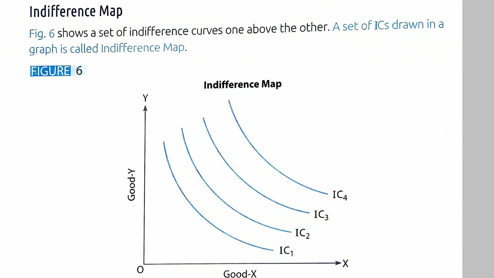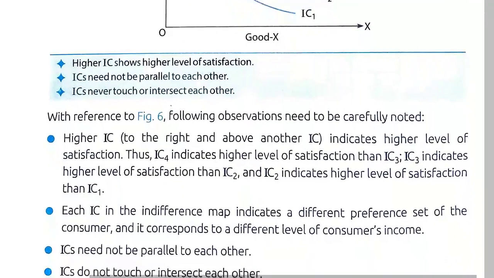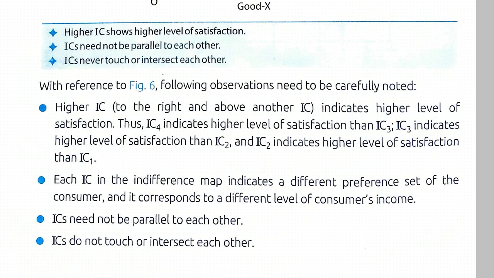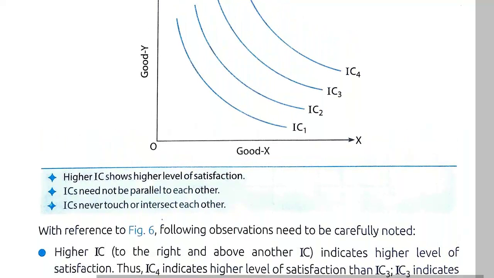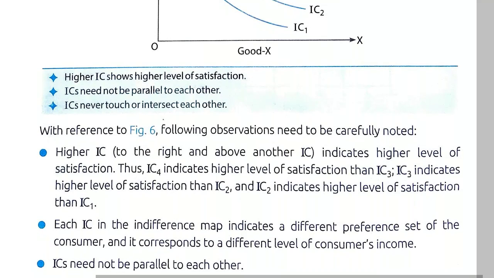And we have to understand that a higher indifference curve shows more satisfaction, and a lower indifference curve shows less satisfaction. So this is the concept of indifference map. It is a figure showing many indifference curves in one place. Higher indifference curve shows a higher level of satisfaction compared to the others. Indifference curves need not be parallel to each other. It is not necessary that they will be parallel. The gap between the indifference curves may be different at different places.